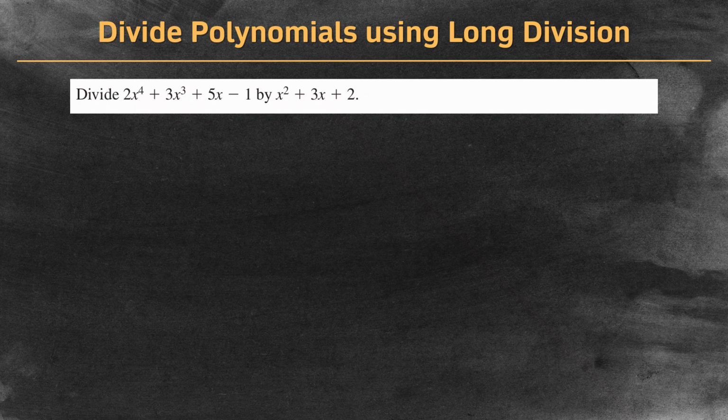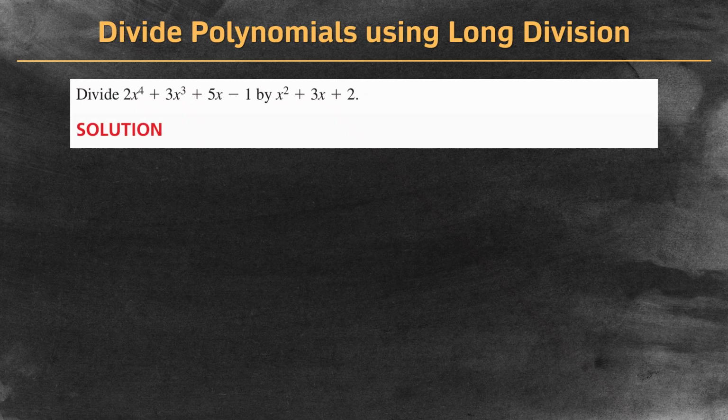So for this question, dividing the polynomial by another polynomial, let's take a look. The question says, divide 2x to the power 4th plus 3x cubed plus 5x minus 1 by x squared plus 3x plus 2. First of all, you'll need to write the polynomial division in the same format you use when dividing numbers. Include a 0 as the coefficient of x squared in the dividend. Now let me show you that.